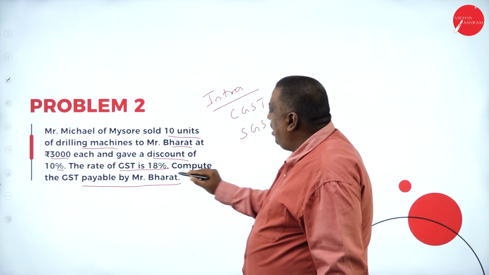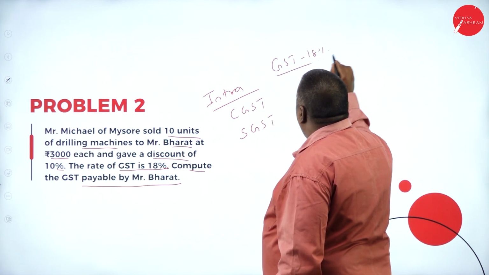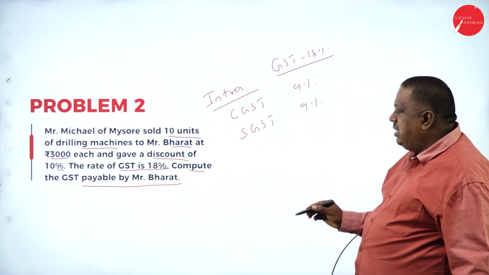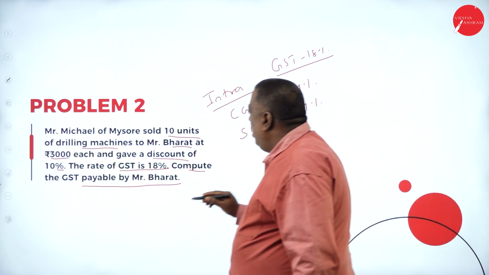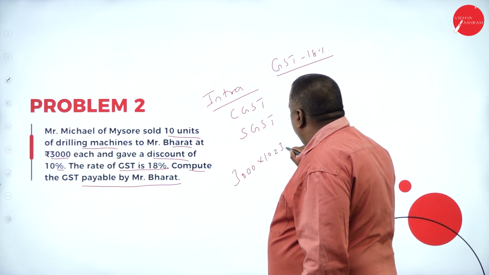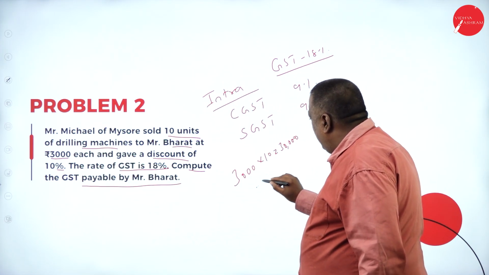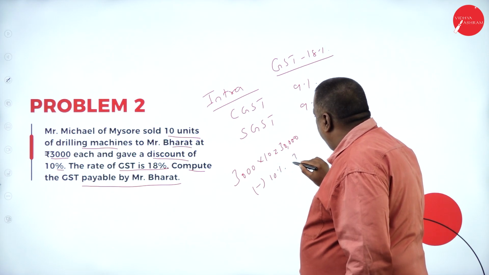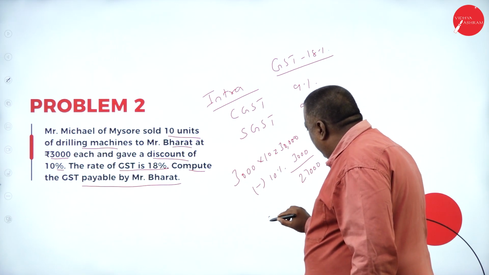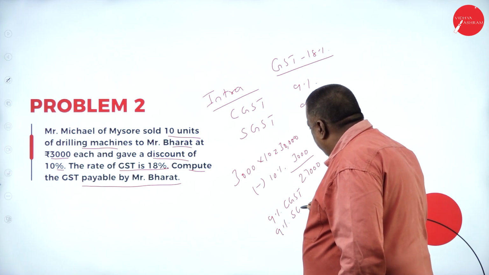Means what is the rate of GST we have here? The rate of GST is 18%. Out of 18%, 9% will go to the central government and 9% will go to the state government. Means, now, what is the cost of each? 3,000 into 10. So it will be 30,000, right? Out of 30,000, now 10% discount has been given, less discount 10%, 3,000. The product is 27,000. On this 27,000, 9% for CGST and 9% for SGST.